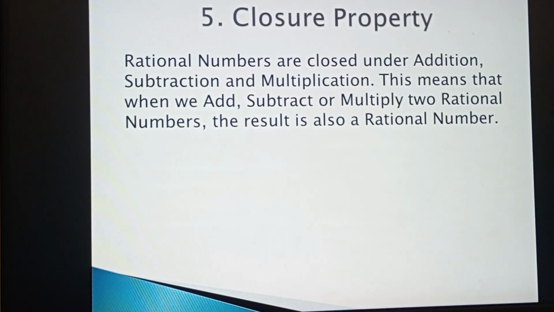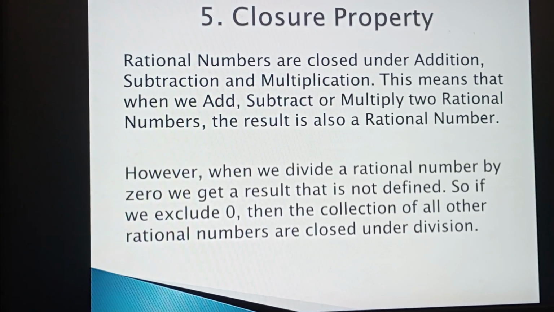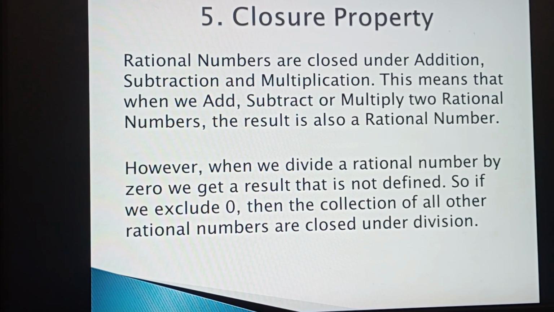Closure property. Rational numbers are closed under addition, subtraction, and multiplication. This is how we say that the result is also a rational number. But in the case of division, we exclude 0 because when we divide by 0, the result is not defined.